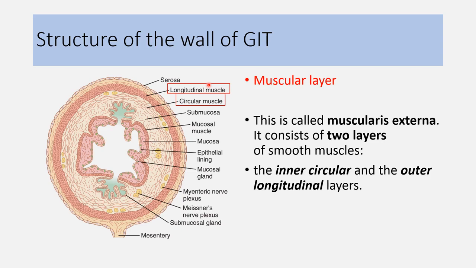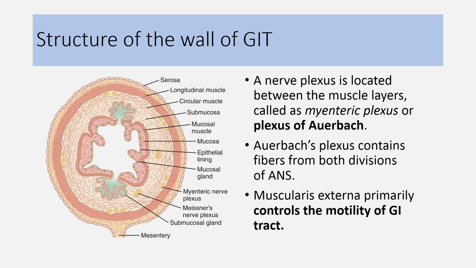The muscular layer is known as muscularis externa. It consists of two layers of smooth muscle, the inner circular layer and the outer longitudinal muscle layer. A nerve plexus is located between the muscle layers, known as the myenteric plexus or plexus of Auerbach. Auerbach plexus contains fibers from both divisions of the autonomic nervous system. Muscularis externa primarily controls the motility of the gastrointestinal tract.